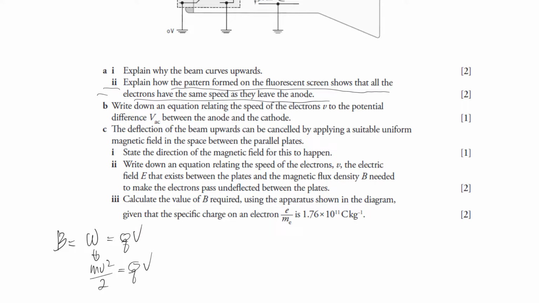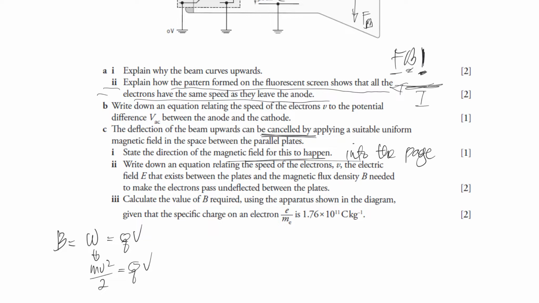Let's go to C. The purpose is to cancel. We know that the electric force is going up, so your magnetic force should go down in order to cancel. State the direction of the magnetic field. It should be into the page so that the force is going down. Using your FBI, take note it is an electron, so the current is flowing in the opposite direction. If you want to use Fleming's left-hand rule, it's into the page.